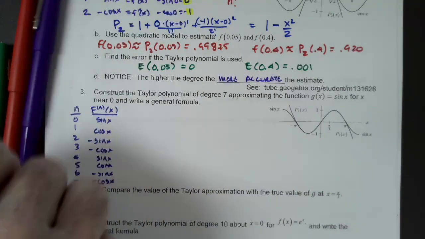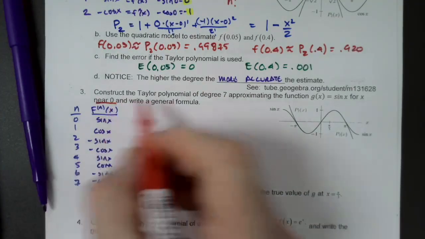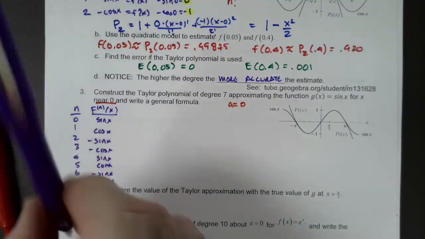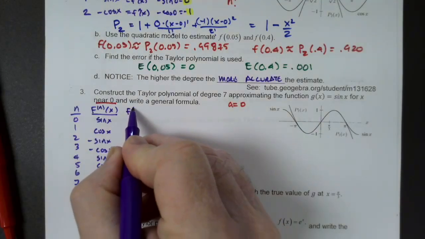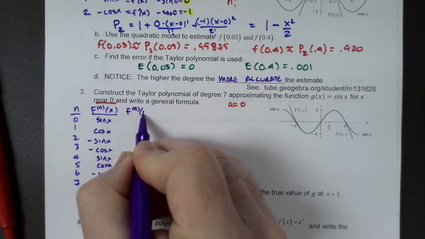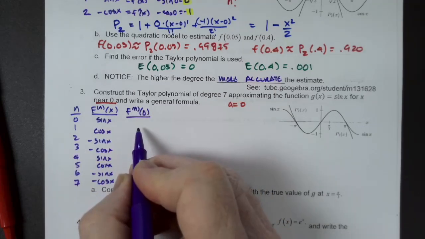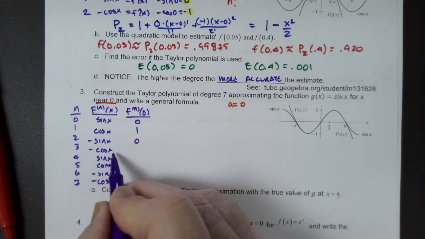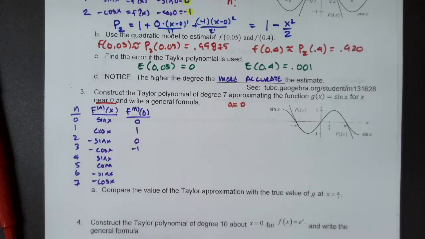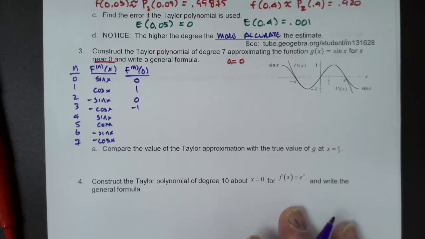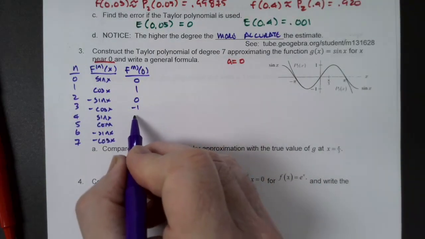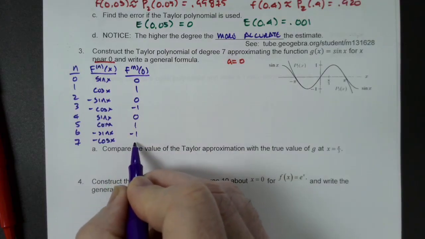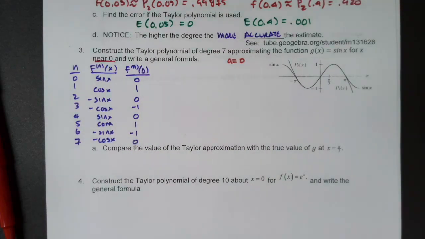Okay. Again, it says near 0, so our a is going to be 0. So the next column will be our nth derivative at 0. Of course, the sine of 0 is 0, cosine is 1, still 0. Negative cosine will be negative 1. And then we're going to repeat that pattern again. 0, 1, negative 1, and then 0.